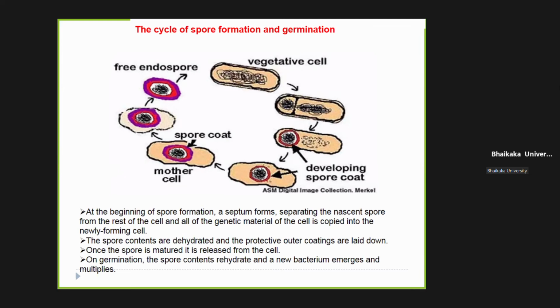So this is the cycle of spore formation. It starts from the vegetative cell and ends in the free endospore, and that is again converted into the vegetative cell. This is the cycle of spore formation and germination.